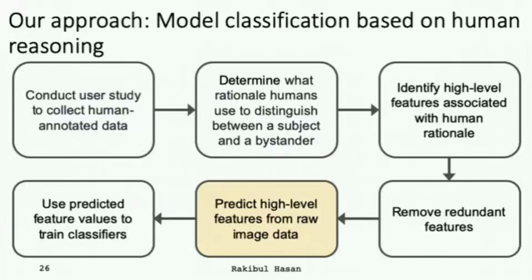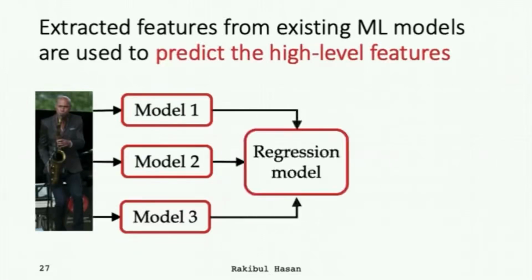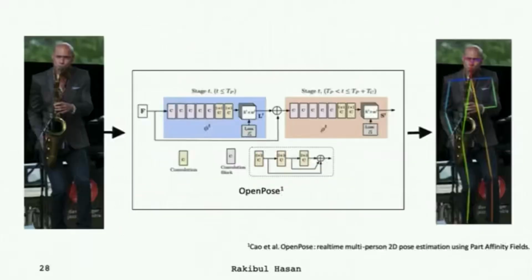This is what we do in this step. We infer these high-level features using raw image data. To do that, we utilize several existing deep learning models and pass the image through them to extract intermediate features. The extracted features are then used to train regression models that will be used to predict the high-level features.